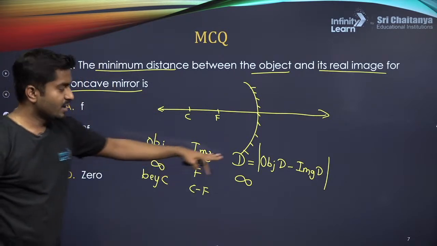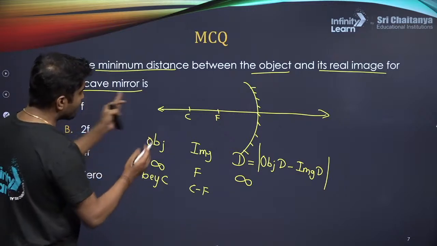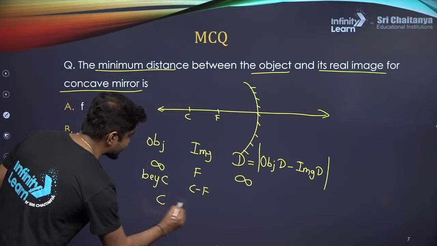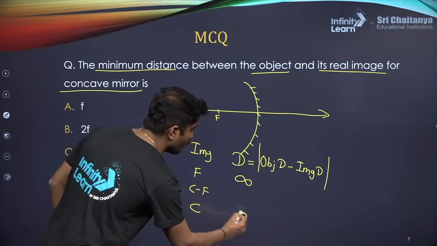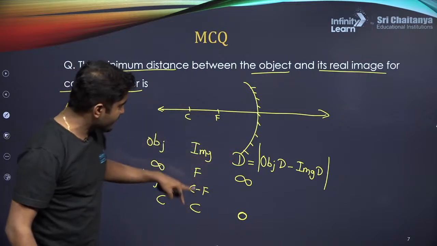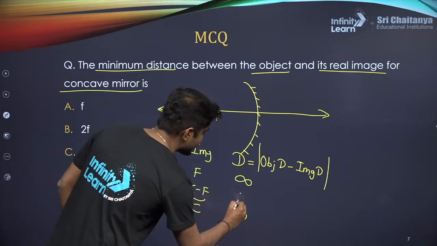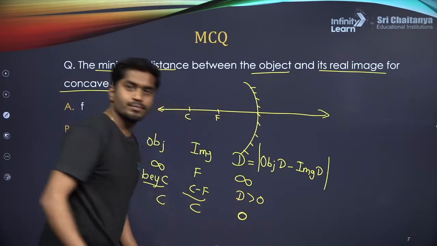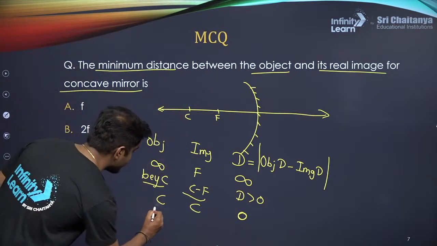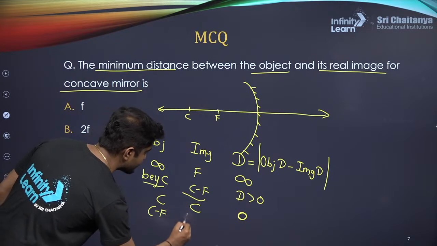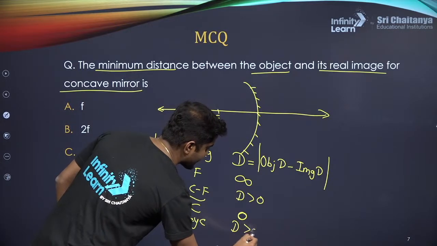Okay, let's not calculate the difference. We'll come back to that. Then you bring the object even closer, object at C, image at C. So what is the difference? The difference is 0. Now this difference between this point and this point is greater than 0. So this distance is greater than 0. Clear? The next one, when you bring the object even closer, object is between C and F, image is beyond the center of curvature. Again the distance is greater than 0.